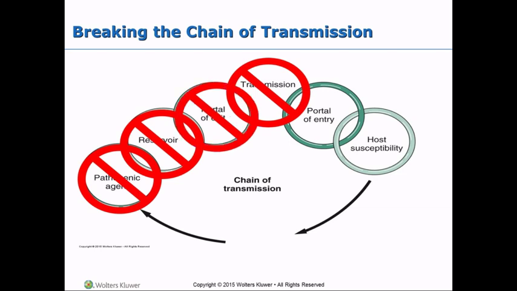Nurses and other health care providers break the chain of transmission at the portal of exit by disposing of secretions, excretions, and exudates from infected persons. Controlling of exit and entry also includes isolation of sick individuals from others and requiring individuals who are infected with TB or flu to wear a mask while they are in public.